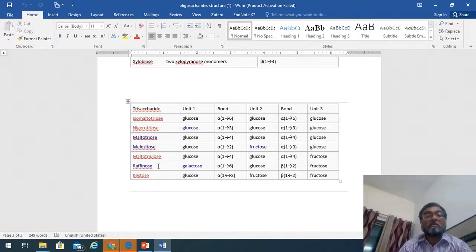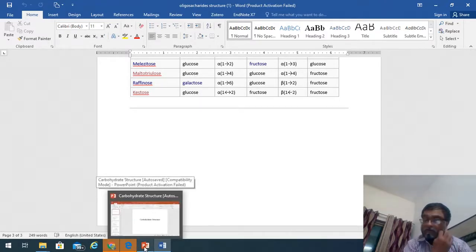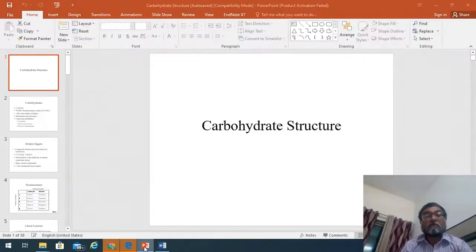So that is very common, this raffinose, and that is the less sweeter part of that. This trisaccharide, that is the less sweet source of the sugars. So these were all the assignment you have to do during your stay at your homes.